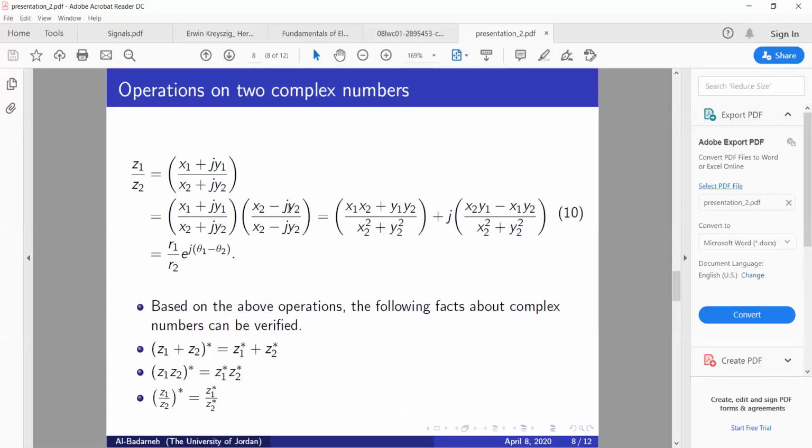So here nothing has been changed. This quantity is 1 basically. So I multiply this quantity by 1. That's it.